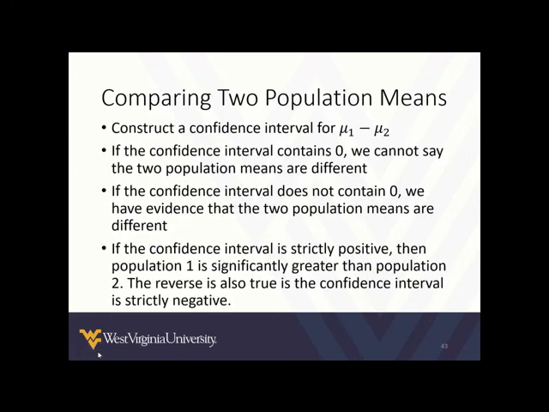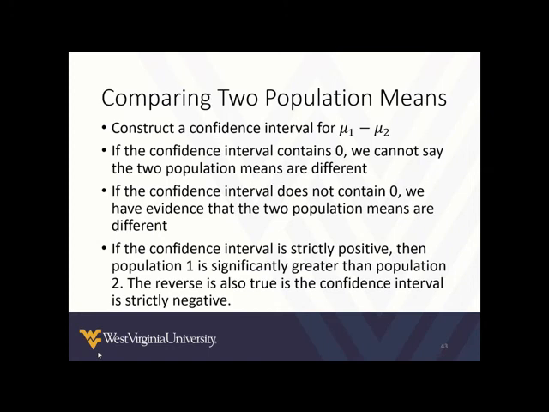And so in constructing a confidence interval for mu 1 minus mu 2, part of our interpretation is this: if the confidence interval contains zero, we can understand that the two population means are not that different, or insignificantly different. To state that more clearly: if the confidence interval contains zero, then we cannot say the two population means are different, meaning it is the equivalent of the two-sided test where we conclude that we fail to reject the null hypothesis and there's insufficient evidence of difference. That's what we're saying.